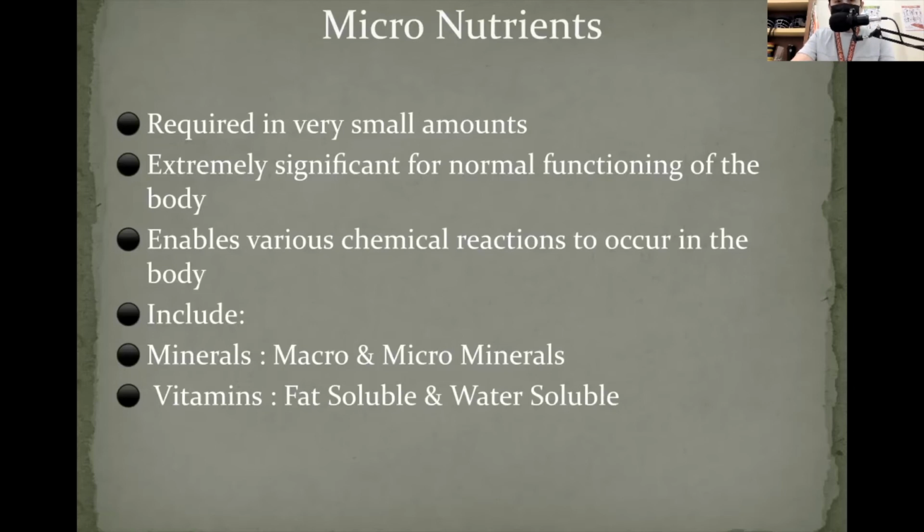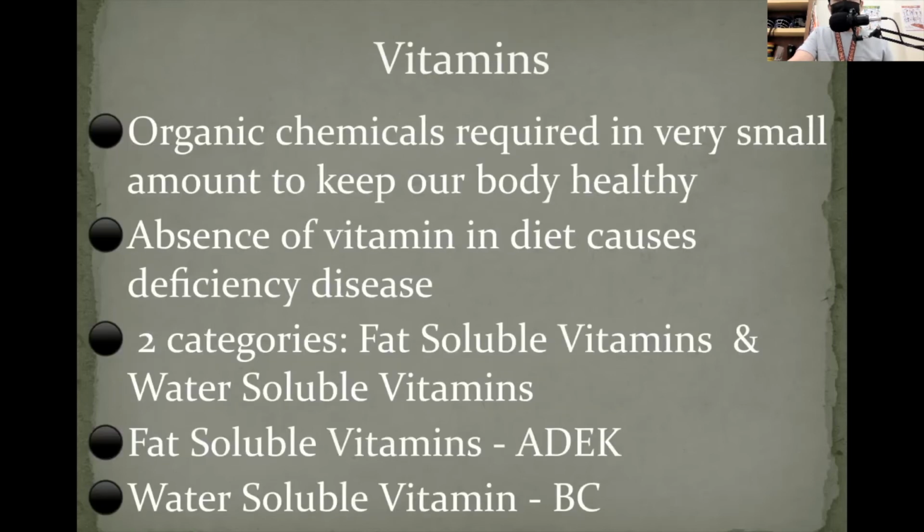Now let's talk about micronutrients. These are the nutrients that we need only in small amounts in our body. We're talking about minerals and vitamins here. Let's talk about vitamins. A vitamin is an organic chemical required in a very small amount. We have two categories of vitamins. We have the fat-soluble vitamins, for example vitamins A, D, E, and K, or ADEK. So when we talk about vitamins ADEK, we're talking about fat-soluble vitamins.